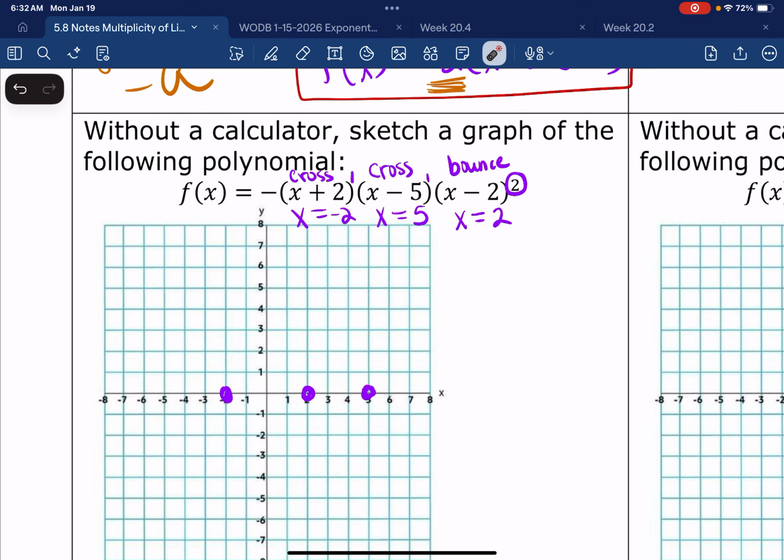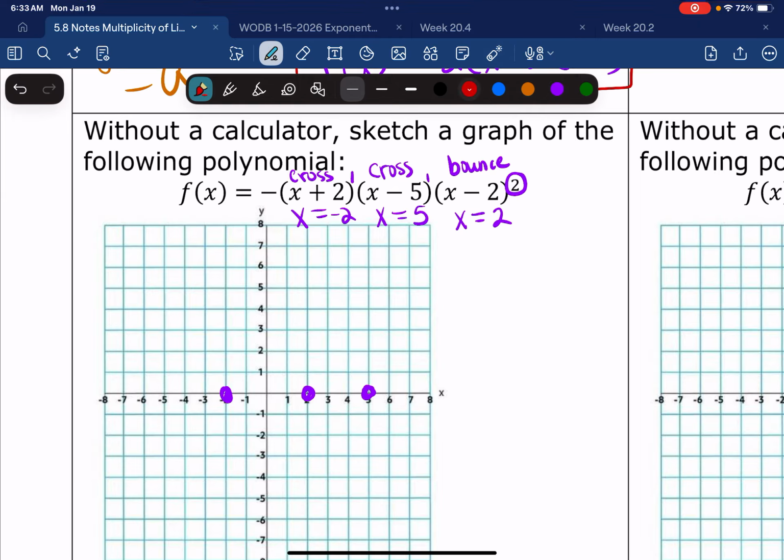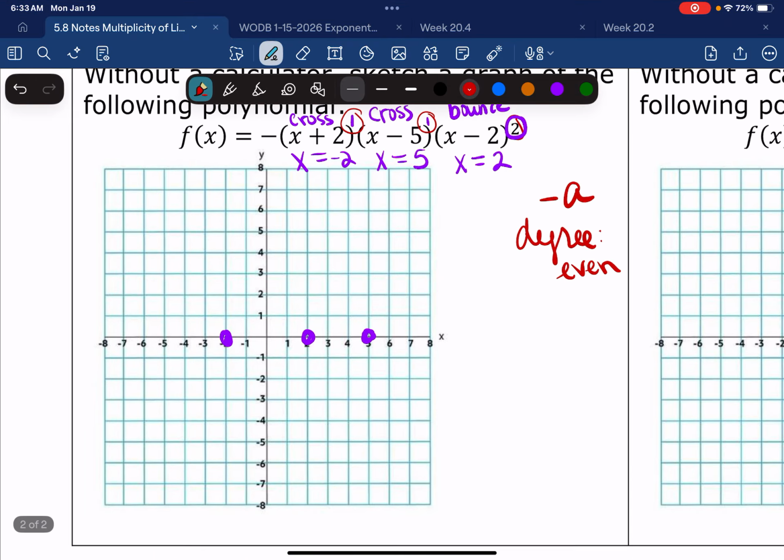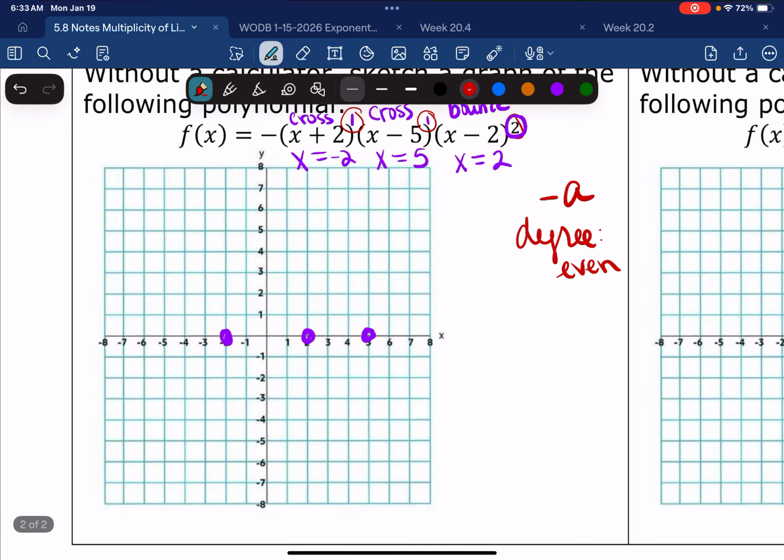Also, I look at my factored form and I see I have a negative here at the very front. That means my a value is negative. And I see when I sum up all of my multiplicities, 1 plus 1 plus 2, my degree is even. So I know my end behaviors are going in the same direction, but I know they're both pointing down because my a value is negative. So I know I need to start low and end low.